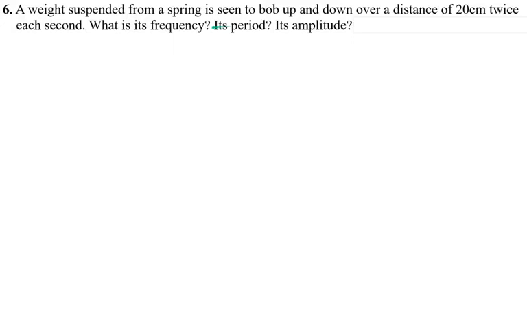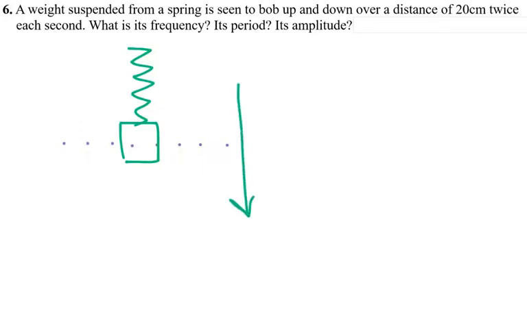A weight suspended from a spring is seen to bob up and down. So here is the equilibrium, and you have the weight, and here is the spring, up and down 20 centimeters twice each second. So from here to here there is 20 centimeters. What is the frequency, period, and amplitude?